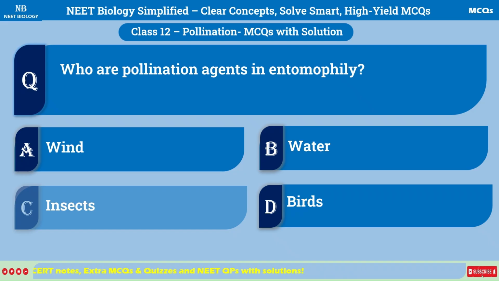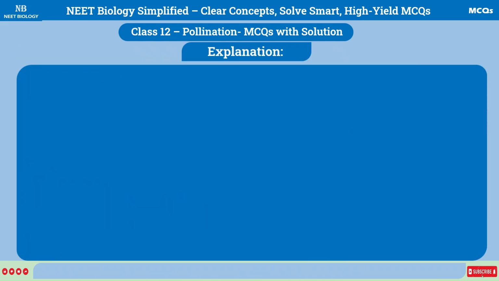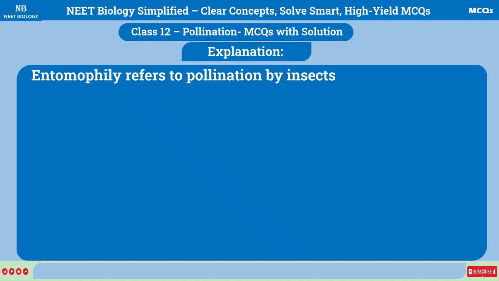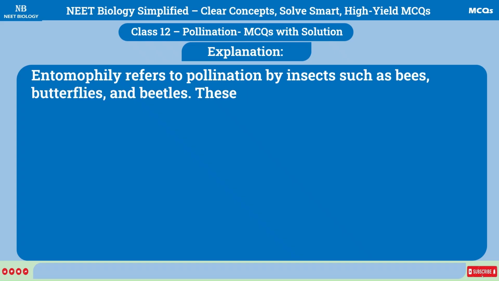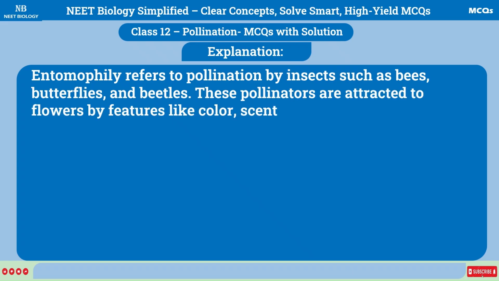Correct answer is C. Insects. Explanation: Entomophily refers to pollination by insects such as bees, butterflies, and beetles. These pollinators are attracted to flowers by features like color, scent, and nectar.